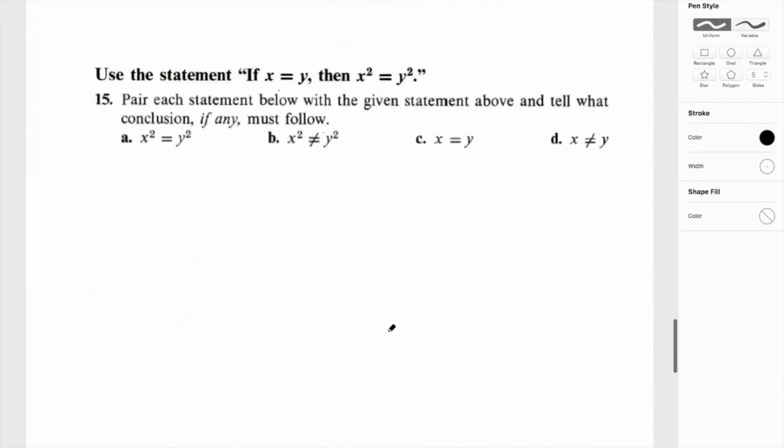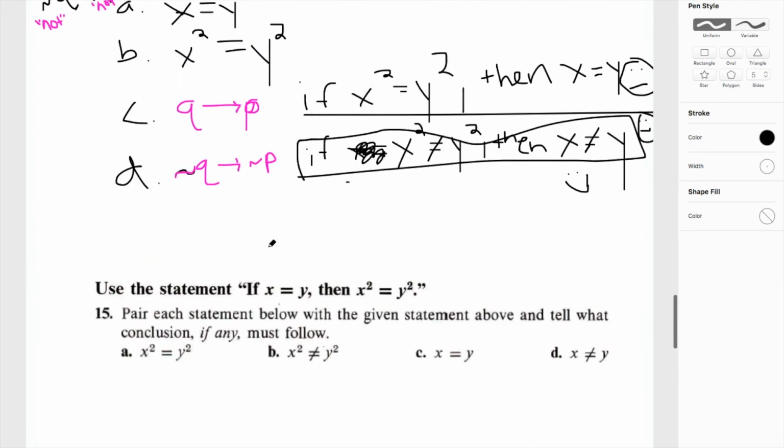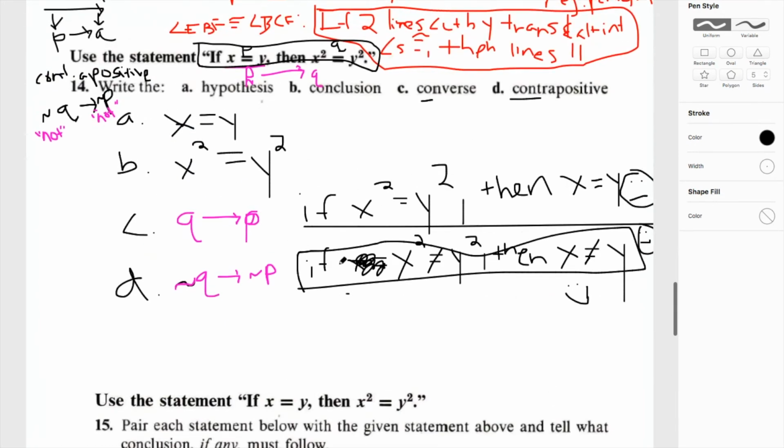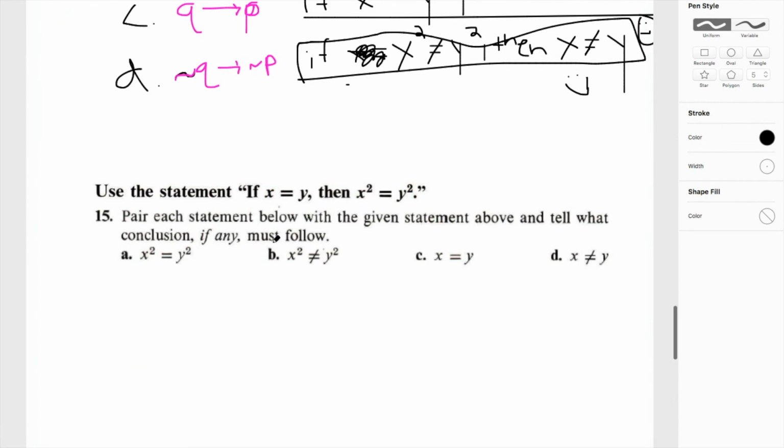All right, let's check it out here. We don't have much left. We got a proof down here, and let's see if this gets a little bit harder than this. I wouldn't really say that these are completely advanced questions. So we got number 15 here. Use the statement if x equals y, then x squared equals y squared. Okay, so the same thing. Pair each statement below with the given statement above and tell what conclusion, if any, must follow.